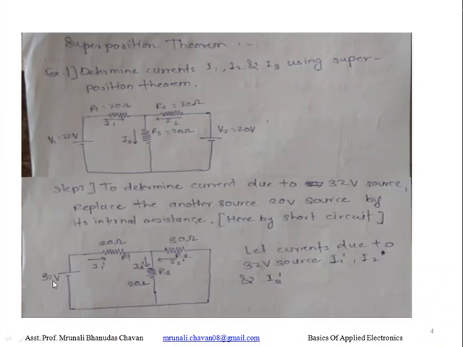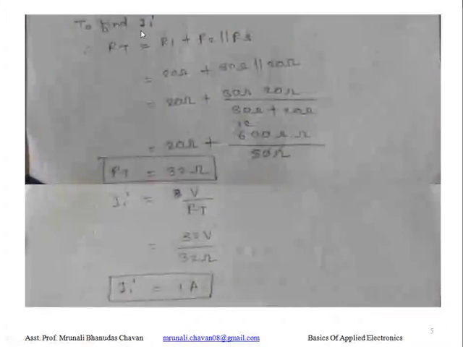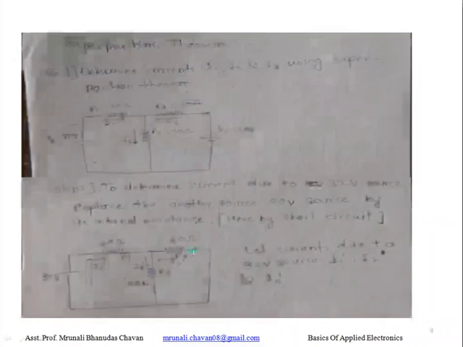We know the value of the voltage source, and we can calculate the value of RT, and by using Ohm's law we can calculate I1 dash. Here, to find I1 dash, first we have to find RT, because I1 dash is equal to V upon RT. V is known, it is 32 volt, but RT we have to calculate. Now how can we calculate this RT?